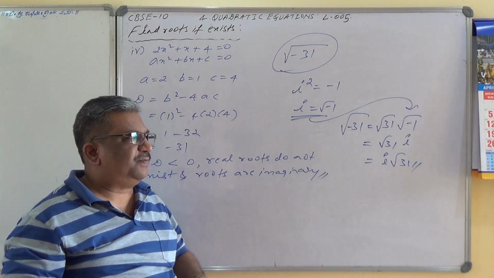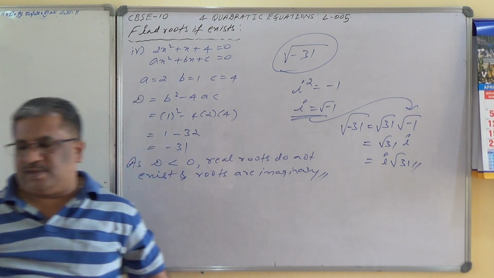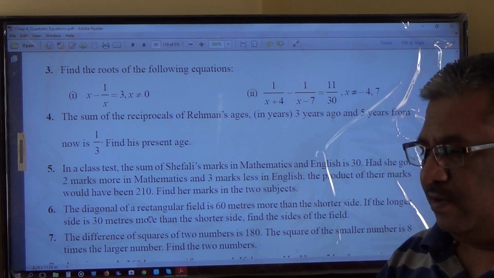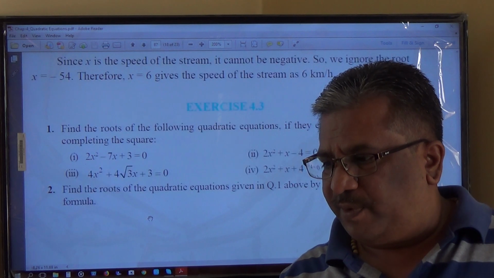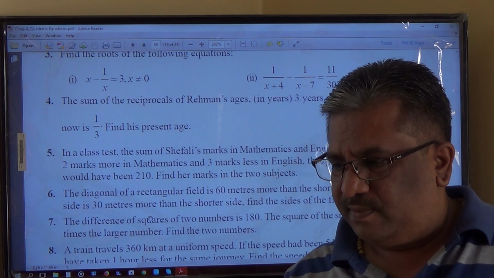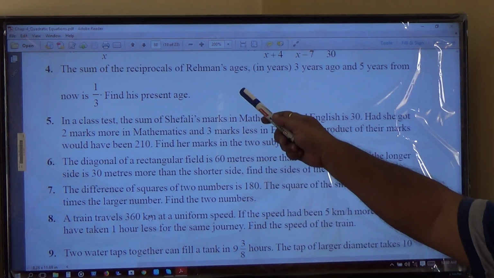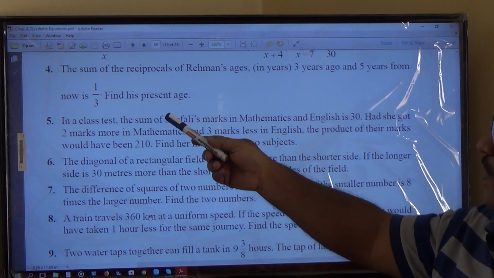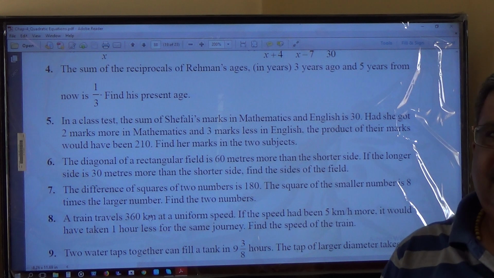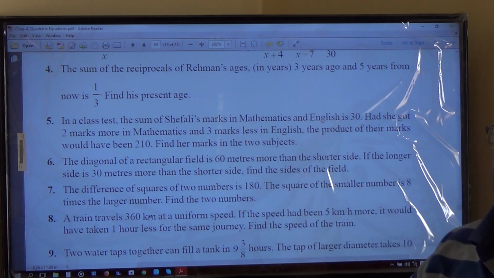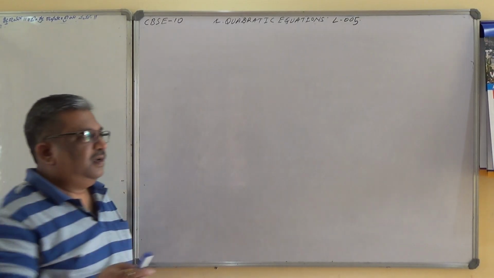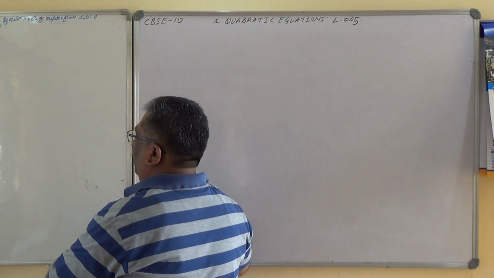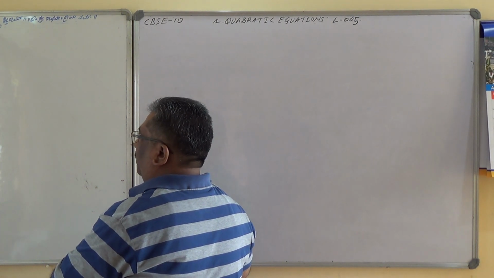So let me pick up some numericals from your textbook now, and let's see how to solve those. This is question number 4 from exercise 4.3. The sum of reciprocals of Rahman's ages in years, 3 years ago and 5 years from now, is 1/3. Find the present age. Let's see how to solve this numerical.